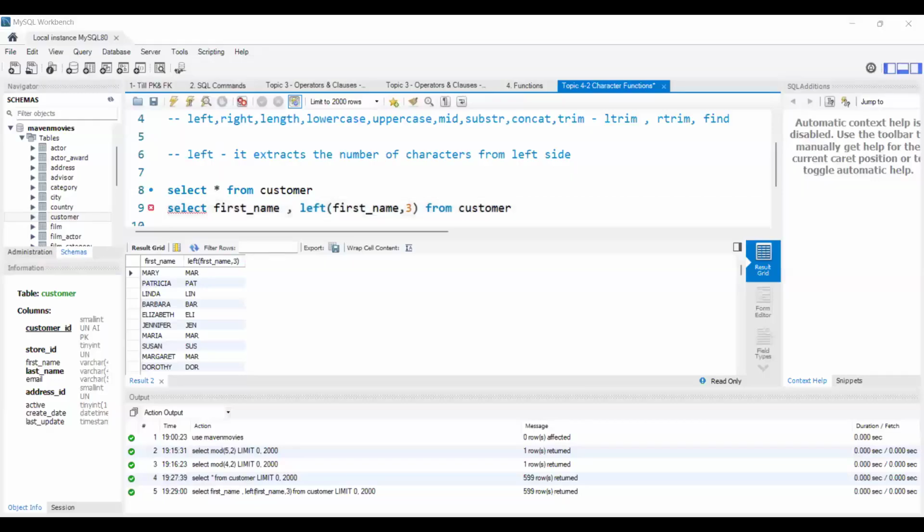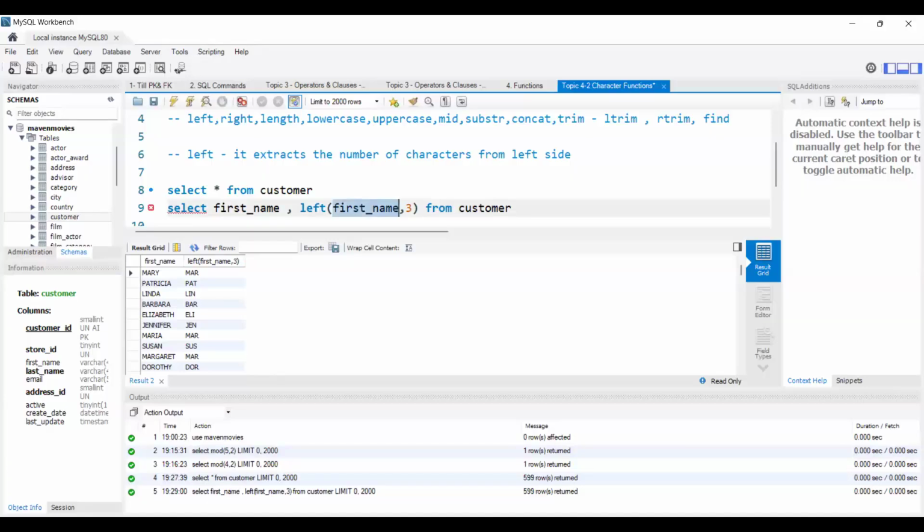Is this clear? So explicitly I can also give, right? For example, Johnson, so left of Johnson, JOH would be the output, right? Yeah, directly you can give any name like that, as you are saying.